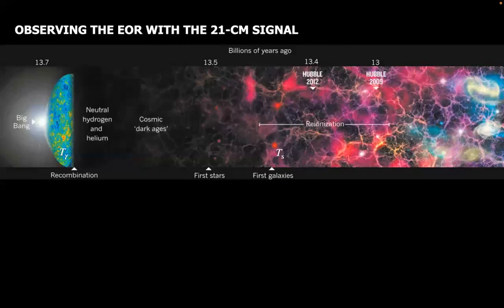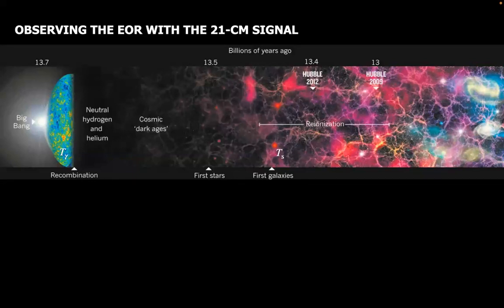And so we know that after the recombination, all the gas is neutral. And after a few million years, the first stars and the first galaxies start to form. They start to heat and ionize the gas. And then the gas starts to be indeed ionized, and the epoch of reionization starts.